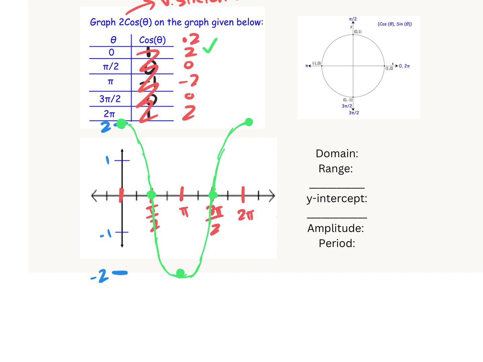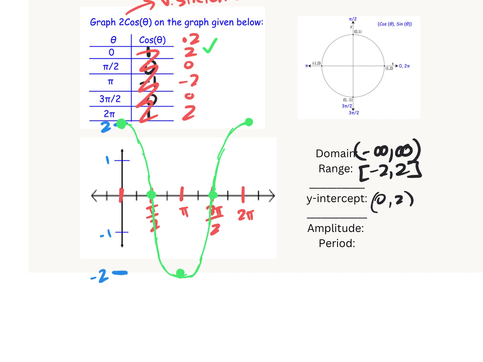So how does that translate into my domain and range? Well, the domain is still all real numbers. We still go forever to the left and forever to the right. The range changed though. My range got stretched, so it's going to be from -2 to 2. My y-intercept changed. Now my y-intercept is at 0, 2.